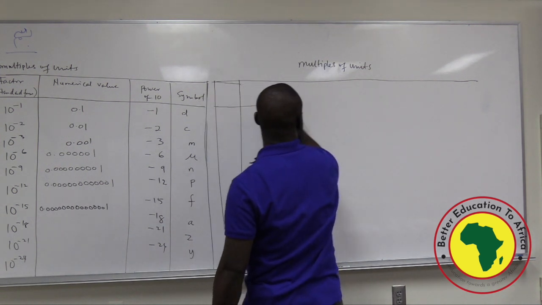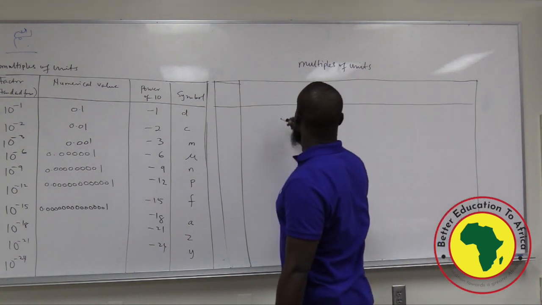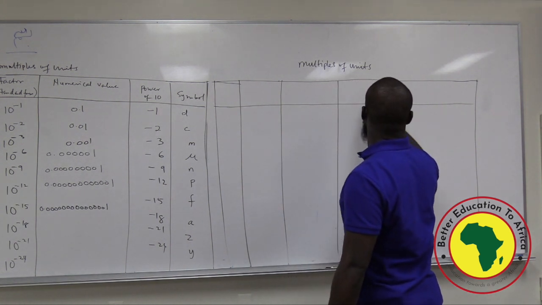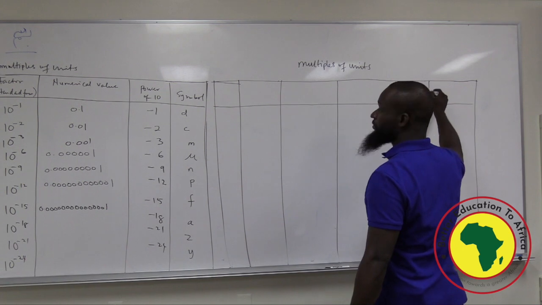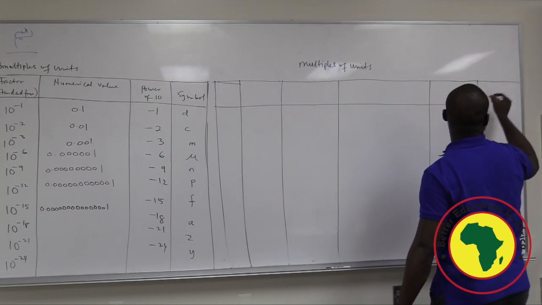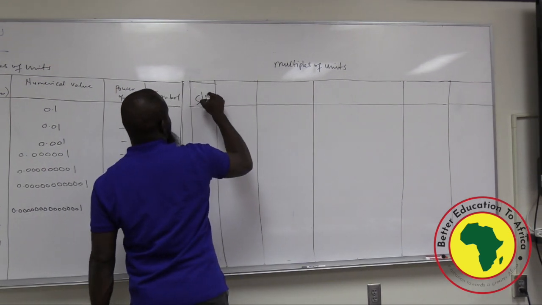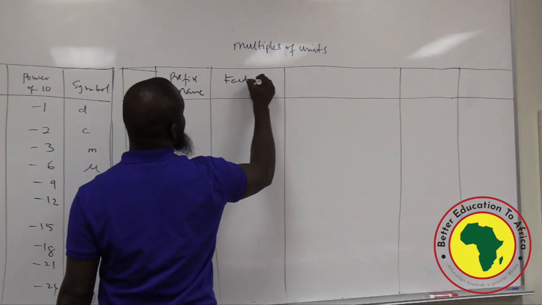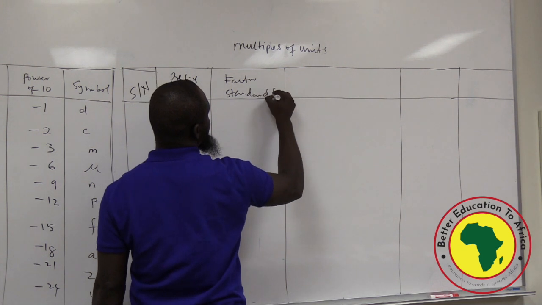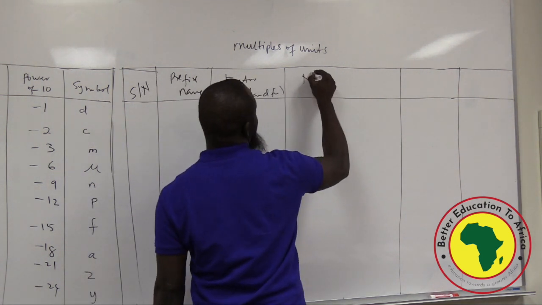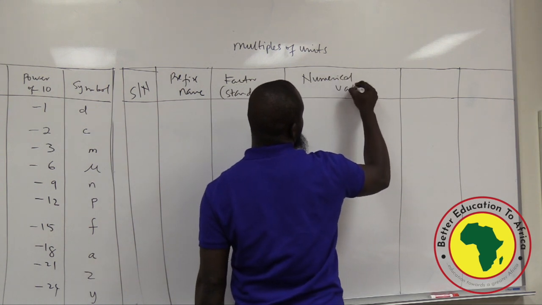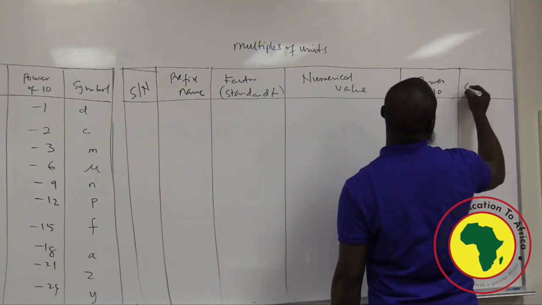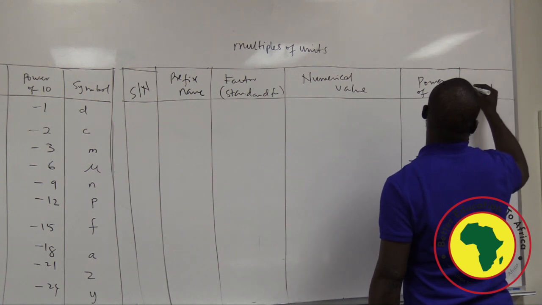So the same way I did that, I'm going to do this. Prefix name, factor of 10 or standard form, numerical value, the long one, power of 10 and symbol, okay? So serial numbers, prefix name, factor or standard form, numerical value, they will have the power of 10 before the symbols. Alrighty. Symbol.